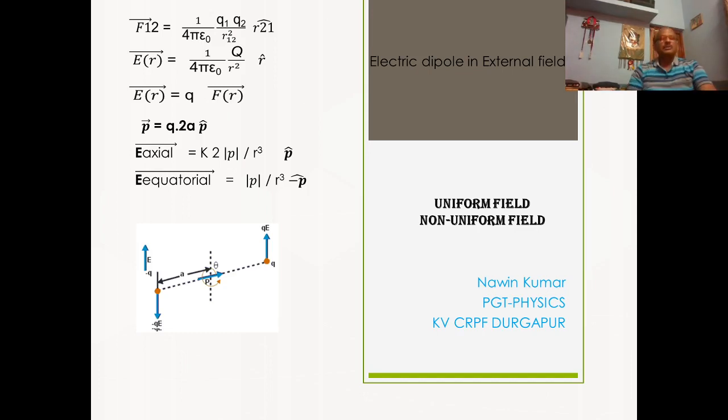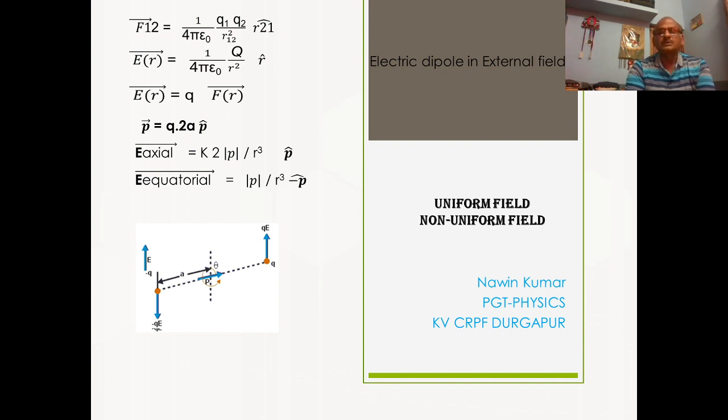Children, just to recap what we have studied till now in electrostatics. We have studied Coulomb's law of electrostatics. After that, electric field due to a point charge, electric field due to a system of charges, electric dipole, electric field due to a dipole on its axial line and equatorial line. Now today we will discuss the electric dipole in an electric field.